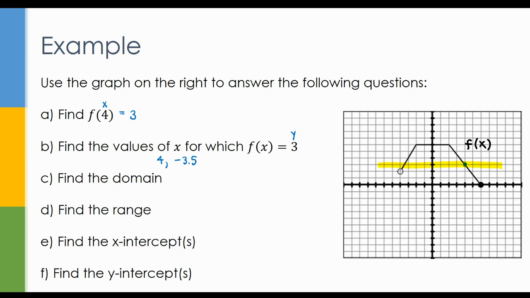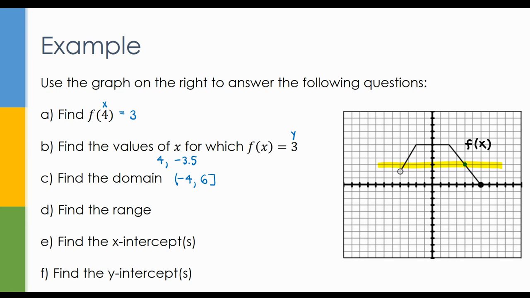All right, finding the domain. Going from the left to the right, I see that over here on the left, I have an open circle. That looks like that is at negative 4. So I need to have a parenthesis there. If I go all the way over to the right, I see I have a closed dot over here at 1, 2, 3, 4, 5, 6. So I need a bracket there, and there's my domain.